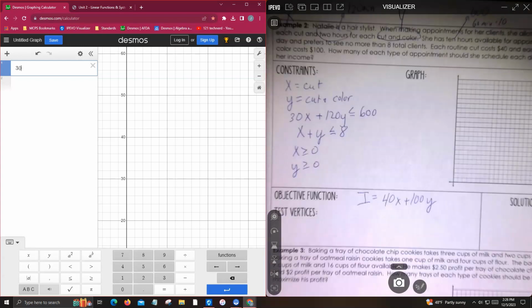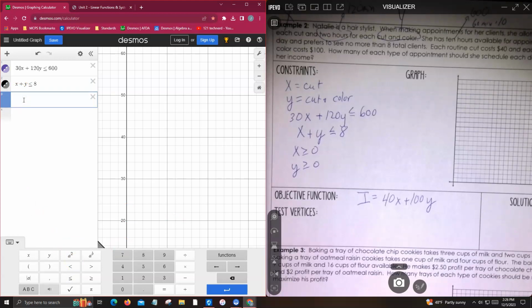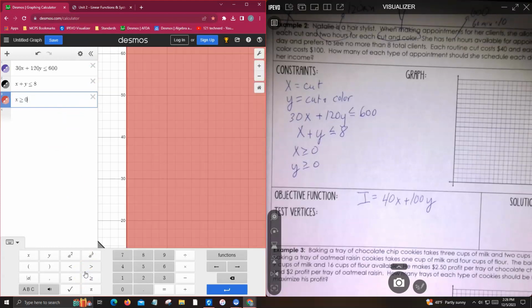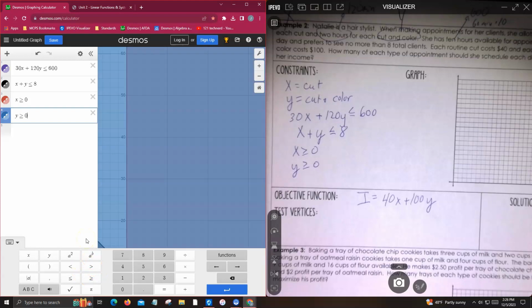So I have to put all of those in: 30x plus 120y is less than or equal to 600. The next one is x plus y is less than or equal to 8. That's the number of appointments she's allowing. And again, she doesn't count negative cuts or negative cut and colors, because that doesn't make any sense, since you can't have negative things.